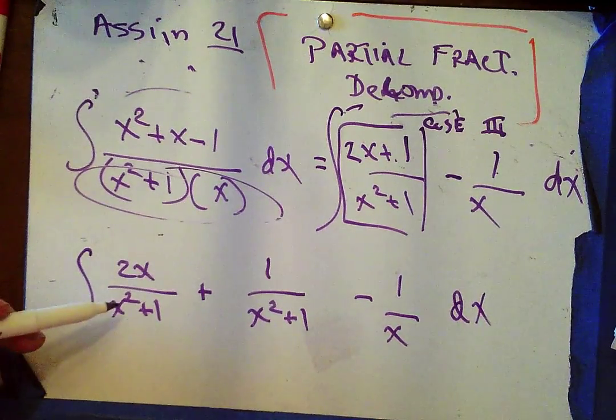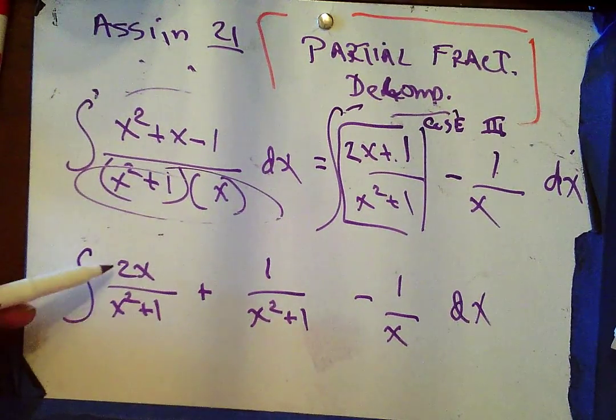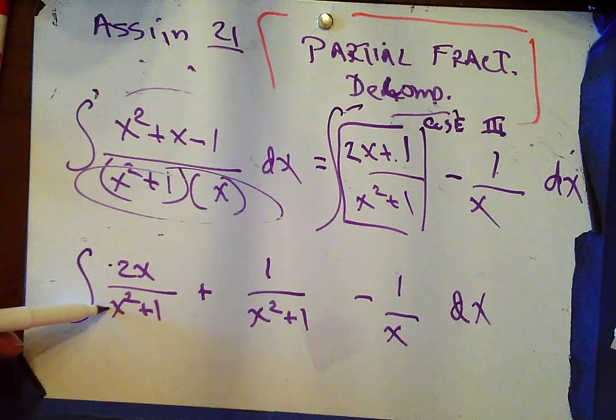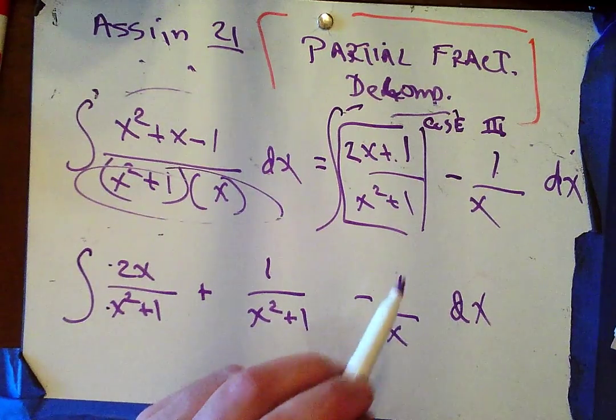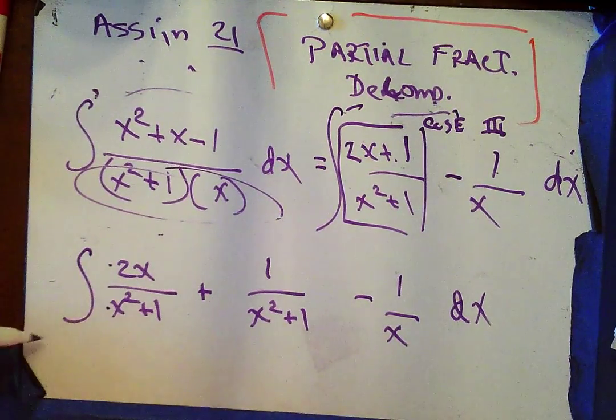Well, what do we have? This is a u sub, because here's the derivative of this. This is inverse tan, and that's ln. Hot dog! We got lots of practice.